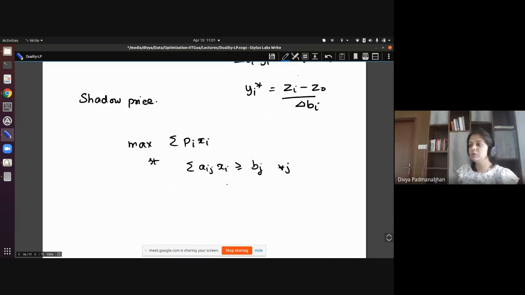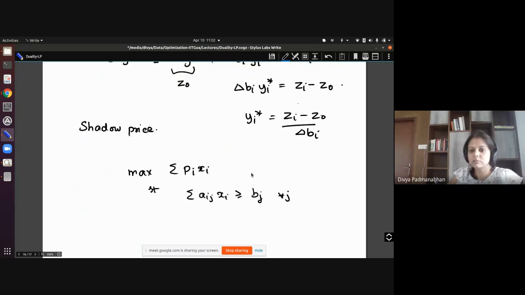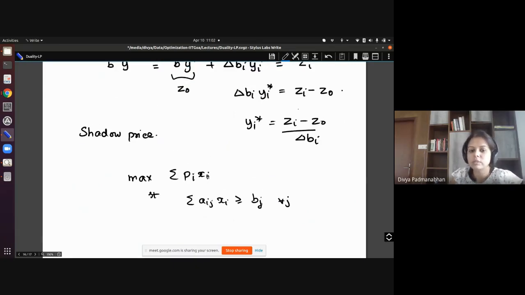Instead of getting the new resource, instead of resolving the problem, you're able to tell beforehand which one is going to help. And there's no point in getting resources for a constraint for which the shadow price is 0, right? That's not going to improve the objective anyway. So that's the kind of interpretation that the shadow prices have.